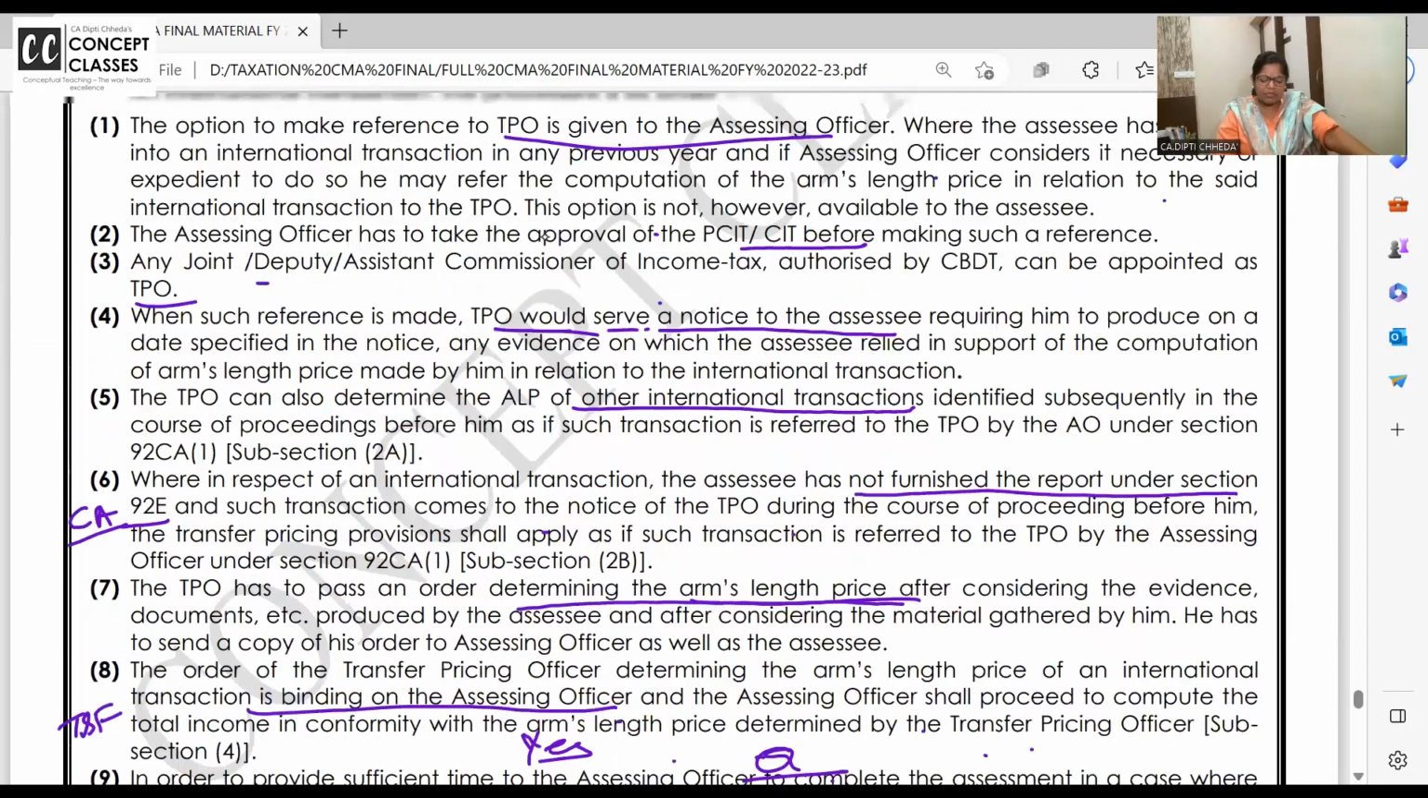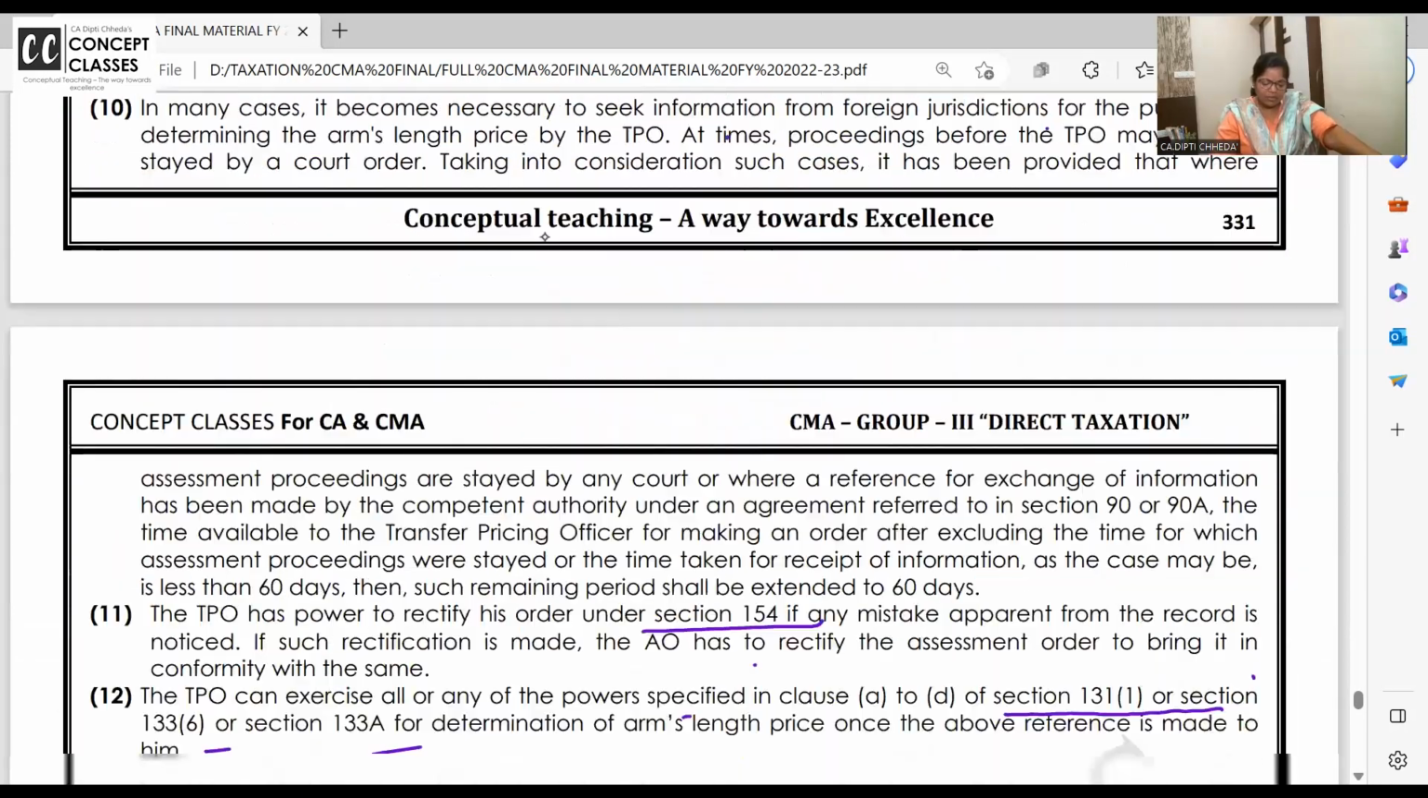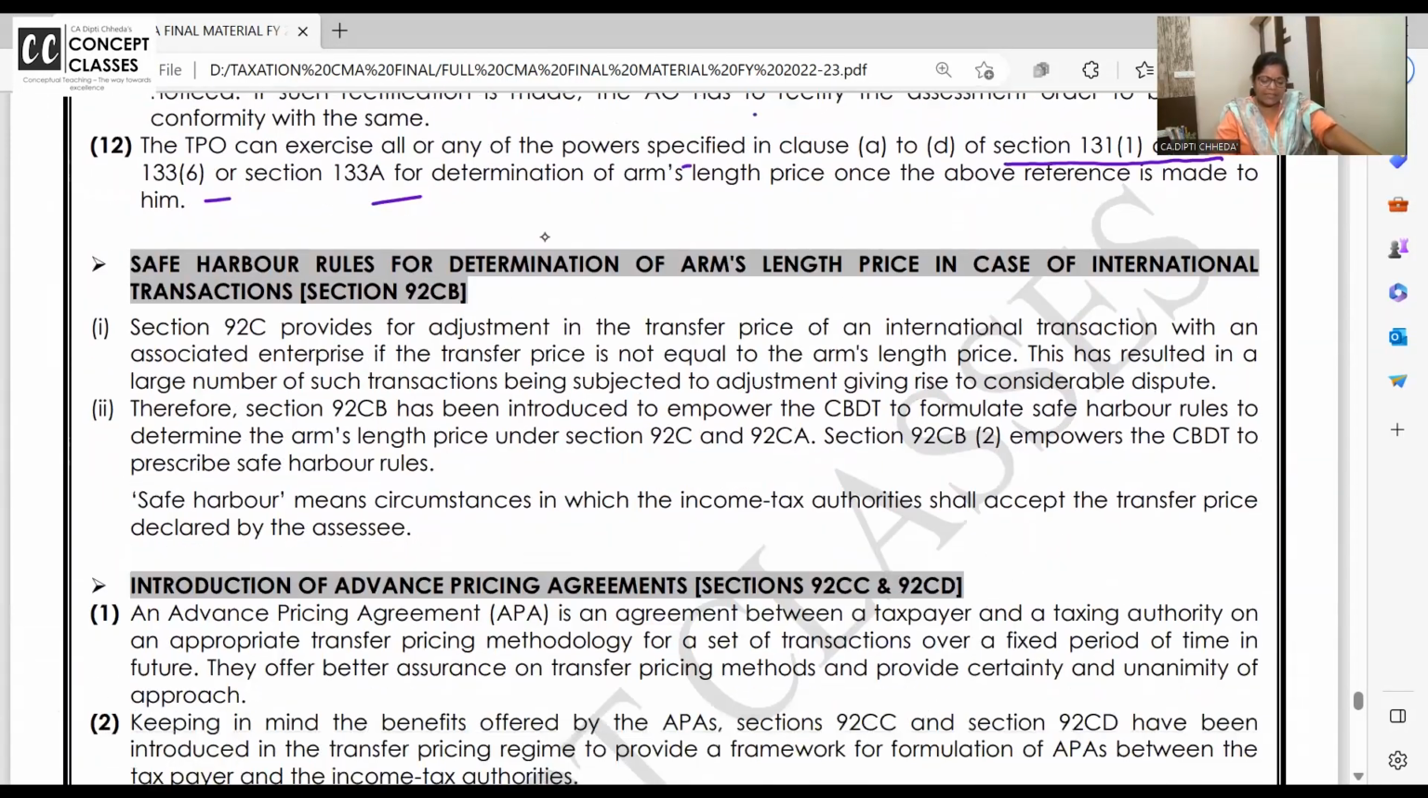So what is the gist of all this? Can we refer an arm's length price case to TPO? SSE cannot do it directly. SSE will say to AO, and AO will refer to TPO. Who can become TPO? JC, DC, deputy commissioner, assistant commissioner, joint commissioner, that level. Okay? Now, safe harbor rules, we all know.